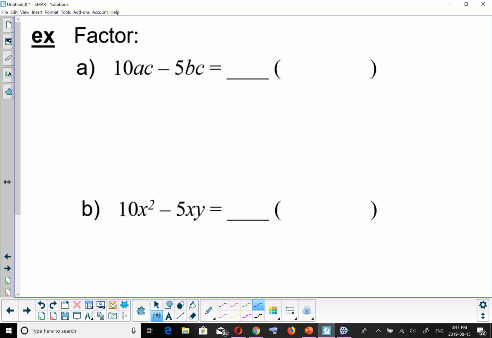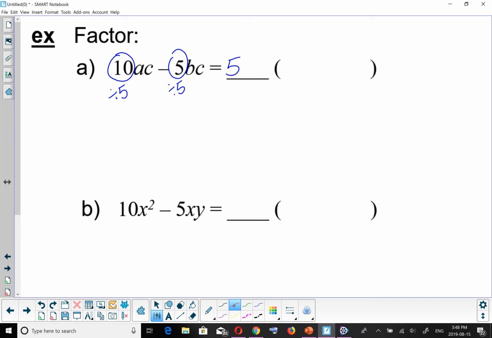Remember, numbers with numbers. So I have a 10 and I have a 5, technically a -5, but let's just look at the 5 for now. So I want to do the opposite of multiplying. I want to divide. So I'm trying to divide each of these numbers by the same thing, the biggest possible thing that I can divide them both by. So in this case, obviously, that's a 5. I'm going to divide them both by 5. In doing so, that means I need to write that factor in front of the brackets, okay? I'll explain more with that in a moment, but let's move on.